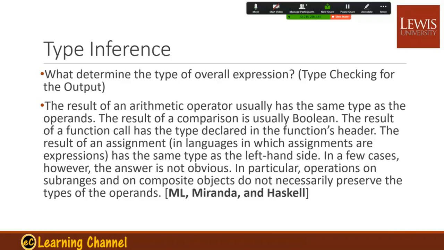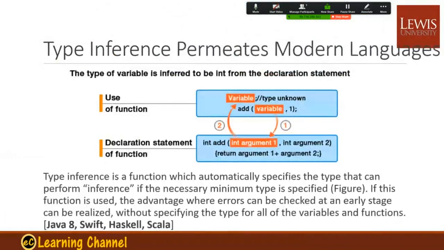In a few cases, however, the answer is not obvious. In particular, operations on subranges or composite objects do not necessarily preserve the type. So sometimes this type inference is not really that easy to perform. So type inference permits modern languages, and especially scripting languages, to work this way. The type of the variable is inferred to be integer from the declaration statement.